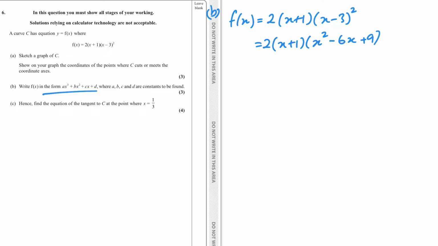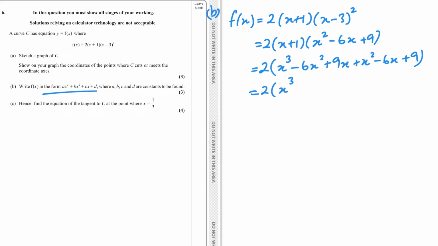That's nice and easy. Now what I want to do is multiply everything by x and then everything by 1. I'm just going to leave that 2 to last. So multiplying by x, I get x cubed minus 6x squared plus 9x, and then multiplying by 1 gives me x squared minus 6x plus 9. Now I need to multiply everything by 2 and simplify, or I can simplify first then double everything. So let's actually simplify first this time.